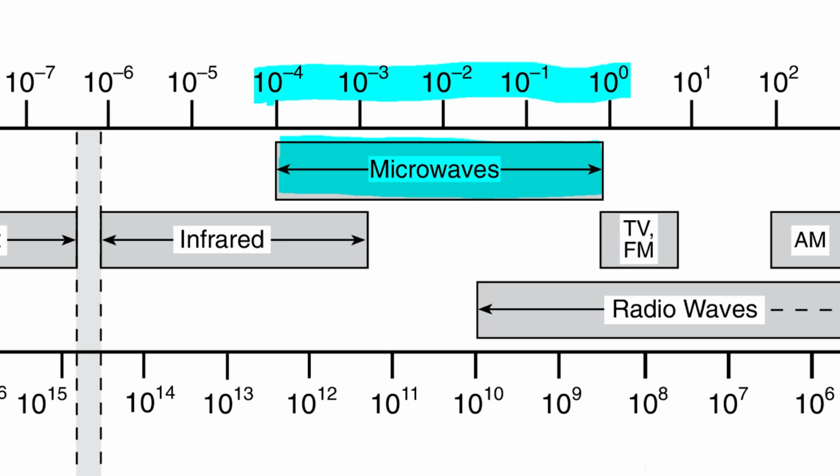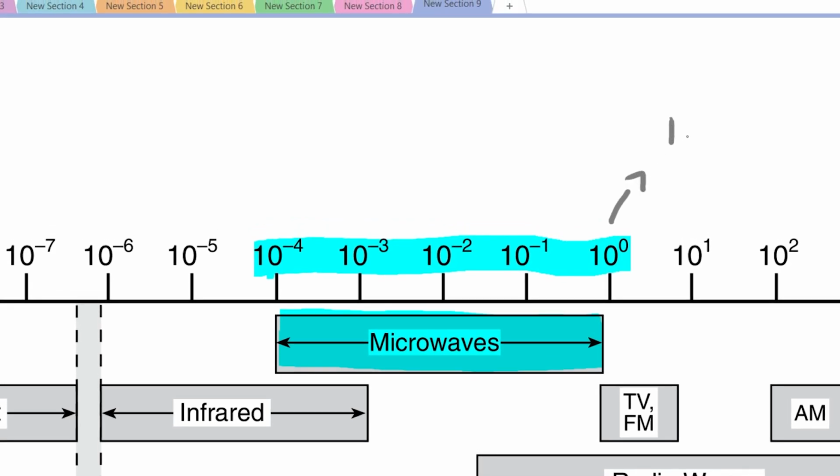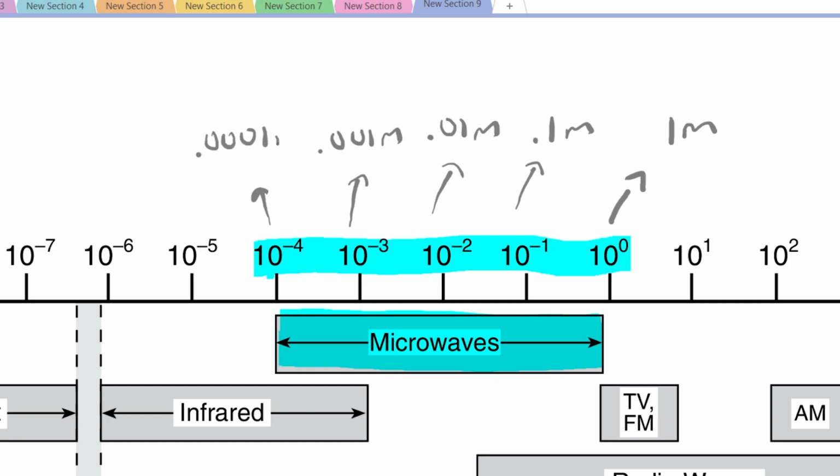So let's take a look at what each one of these would be. 10 to the 0 would be 1. You don't move the decimal, so that would be 1 meter. 10 to the negative 1 is going to be 0.1 meter. 10 to the negative 2 is going to be 0.01 meter. This would be 0.001 meter, and then this one here would be 0.0001 meter.